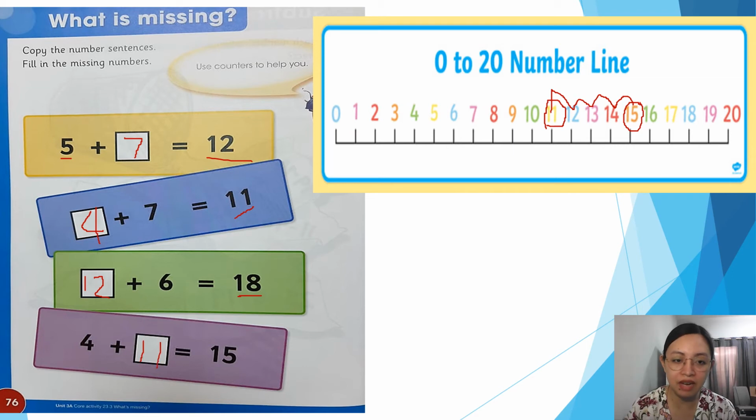Now let's check if our answers are correct. So let's add 4 plus 11. So let's begin with 4.